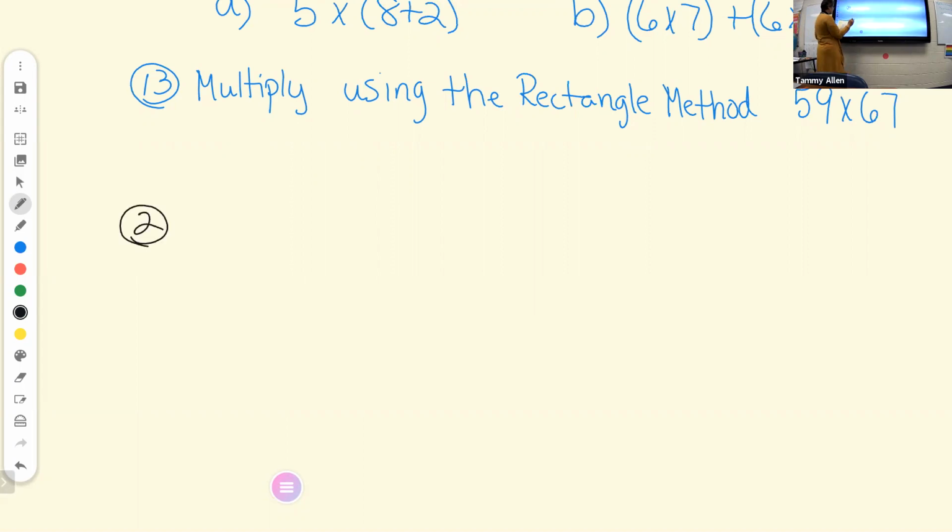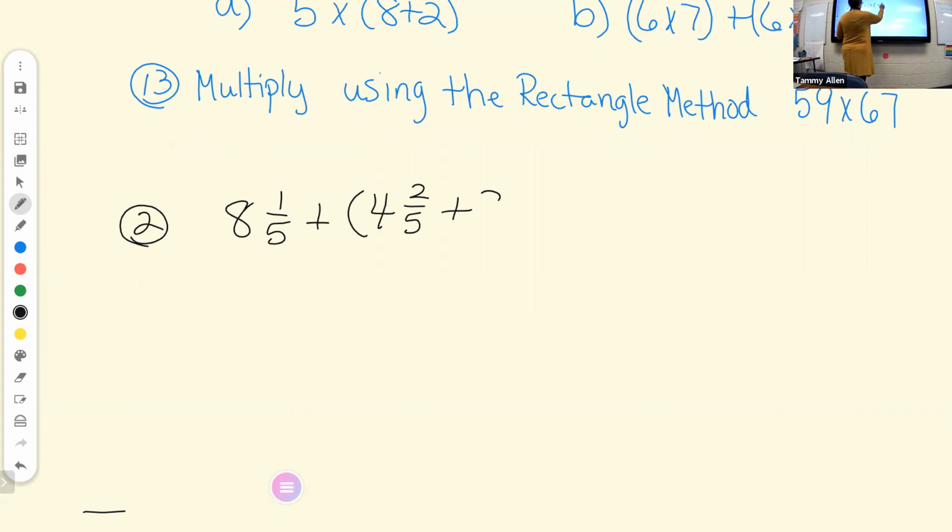As we take a look at our assignment next, we're going to rewrite these using the associative and the commutative properties. Our ultimate goal was to get those that had like denominators together. What do we need to do with number 2? Number 2, Finley.